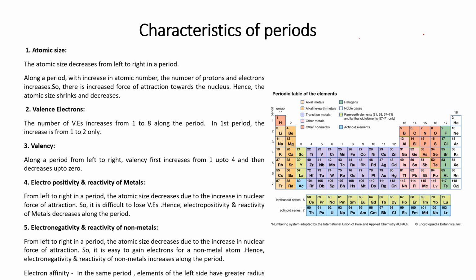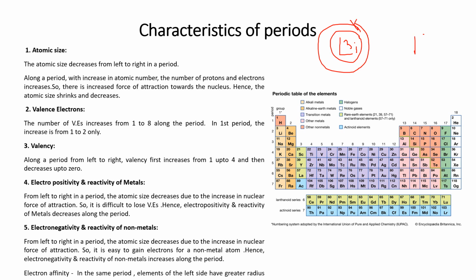Atomic size. The atomic size decreases from left to right in a period. Along a period, with an increase in atomic number, the number of protons and electrons increases. So there is an increased force of attraction towards the nucleus, hence the atomic size shrinks and decreases. You see, lithium has 2 shells and 3 protons, and its outer shell has 1 electron.